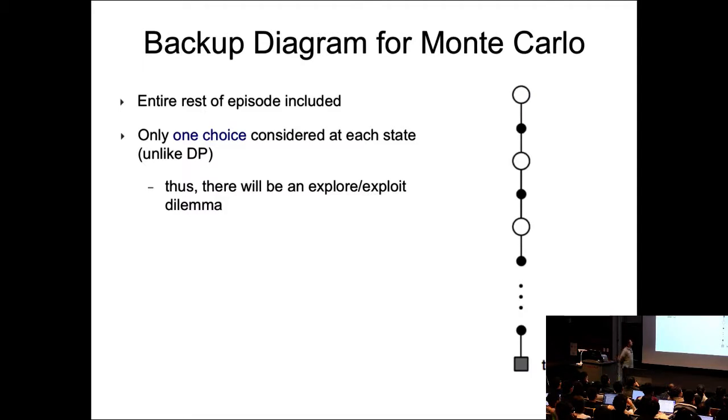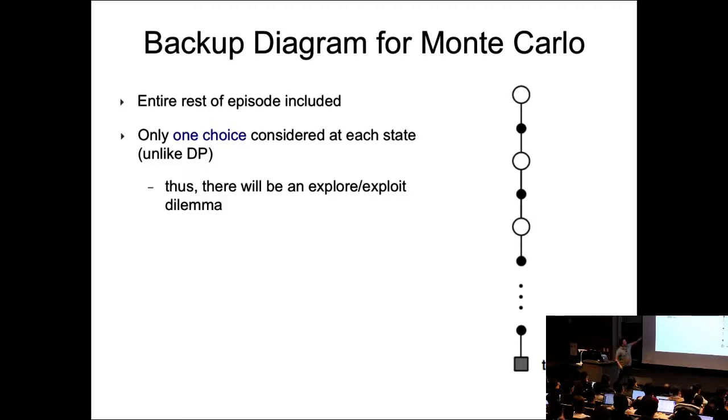So if you think about Monte Carlo, then the entire rest of the episode is included, right? You're also making only one choice for each state. And this is unlike dynamic programming, right? The reason why is because when you're simulating, you're at a particular state and you're saying, do I take an action, or I sample the action and I take this action? I'm not going back and saying, well, what would happen if I took this other action? So generally when you're simulating it forward, you're just simulating one action.